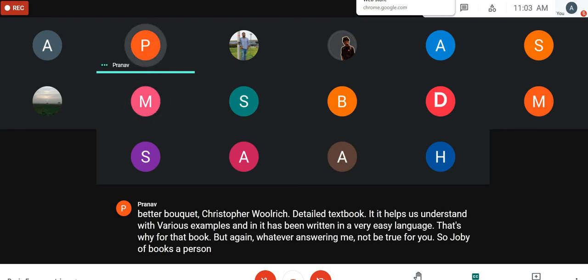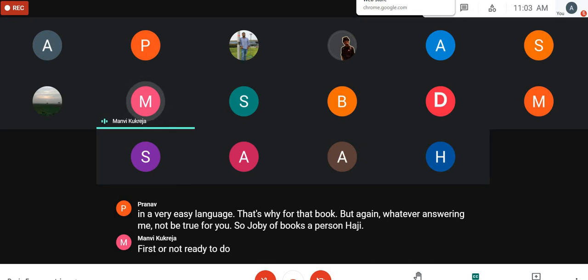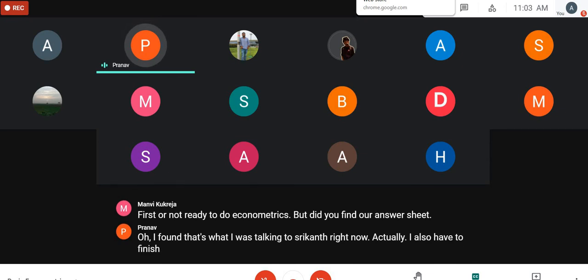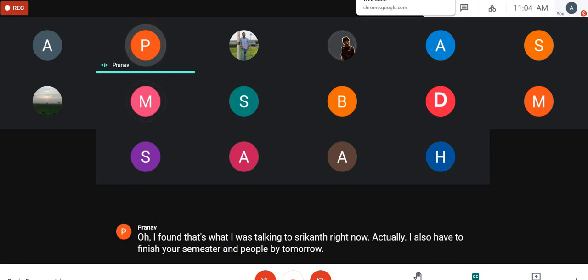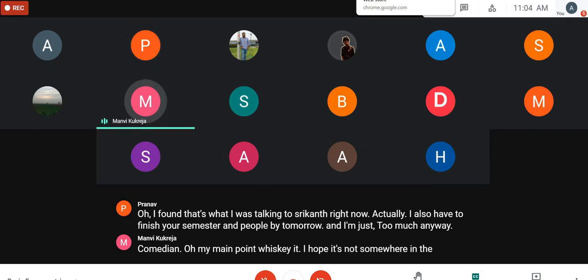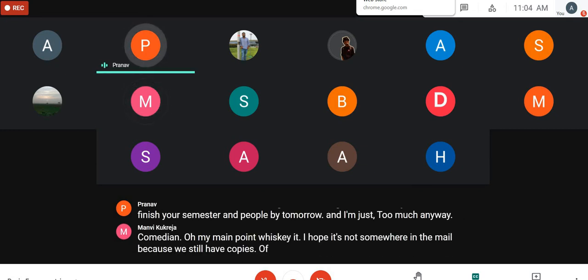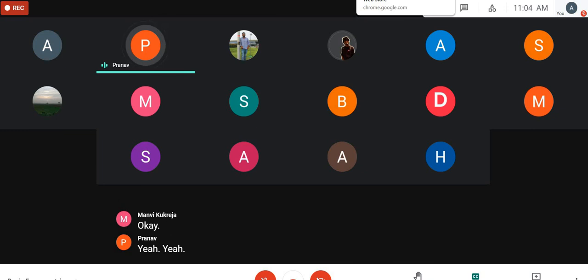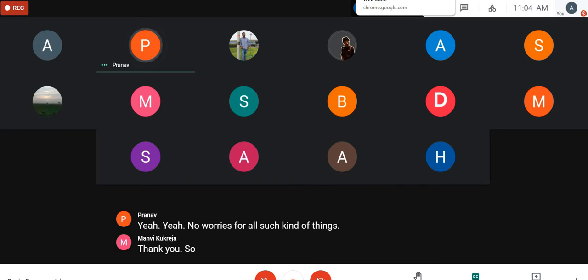Sir, not related to econometrics, but did you find our answer sheet? I found it, that's what I was talking to Srikant about right now. Actually, I also have to finish your semester paper by tomorrow. Did you find my name? I hope it's not somewhere in the mail because we still have copies. No, don't worry about all this, sir. No worries for all such things. Thank you, sir. Okay.